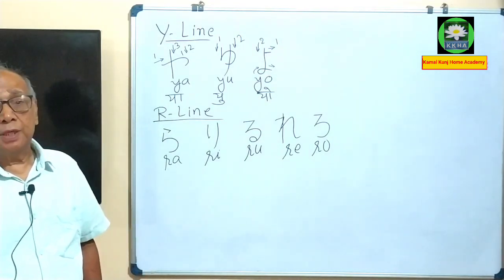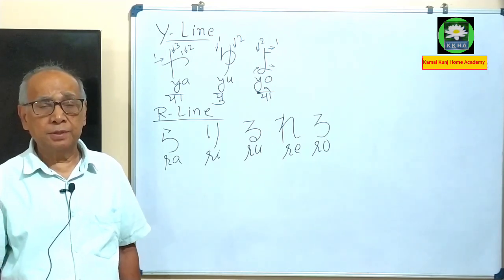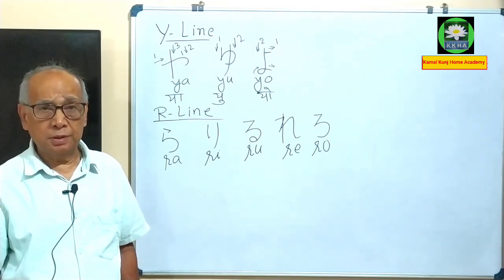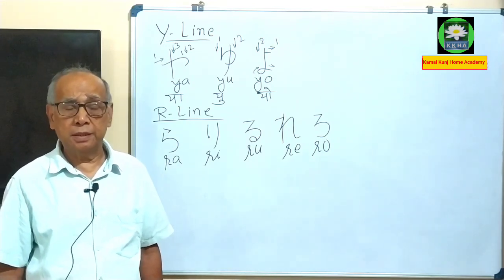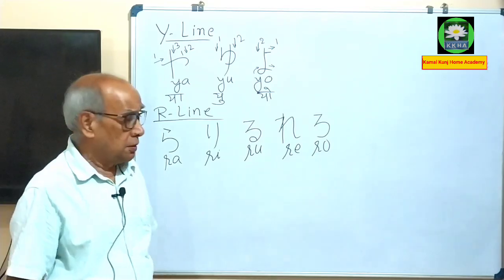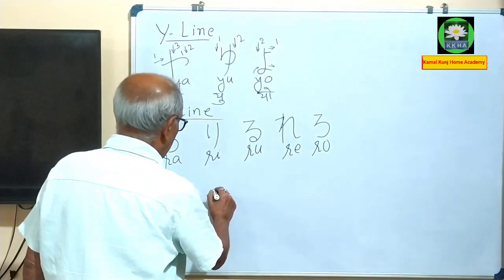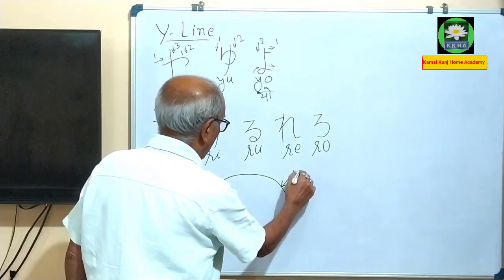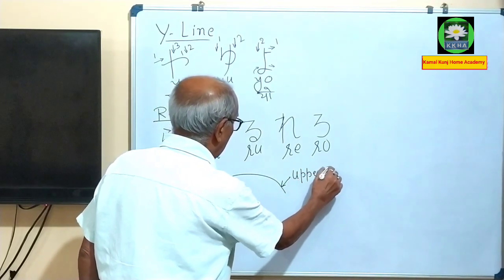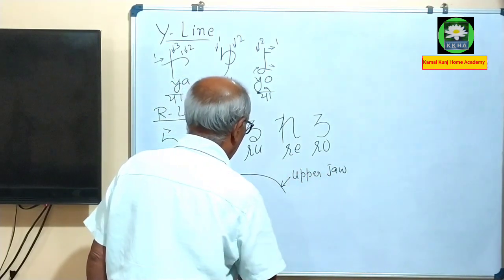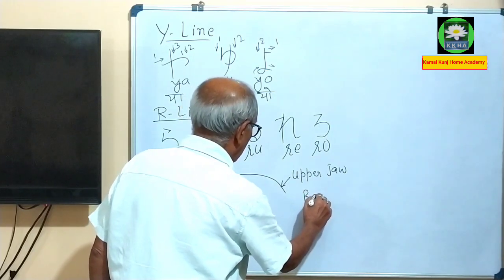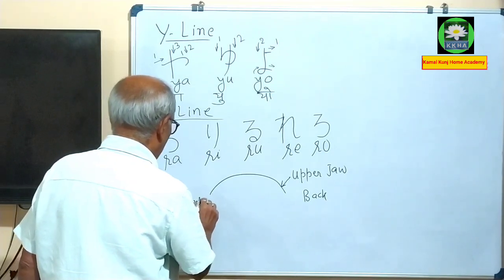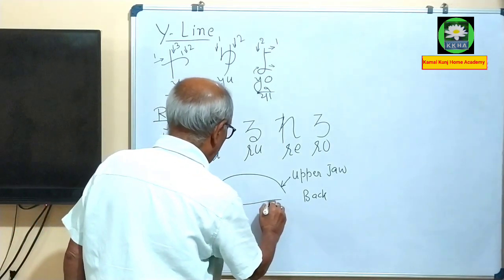Actually, pronunciation of R-line Hiragana is a bit complicated. There is no English equivalent of the Japanese R sound. It lies between R and L sound, near to L. Suppose this is the upper jaw, this is the back side, this is the front, and this is the tongue.